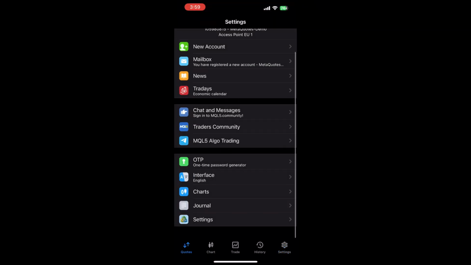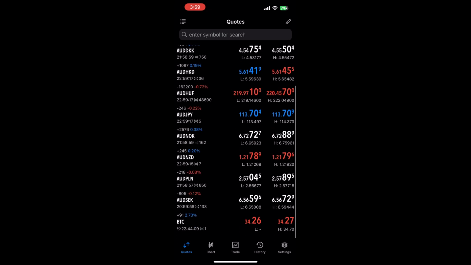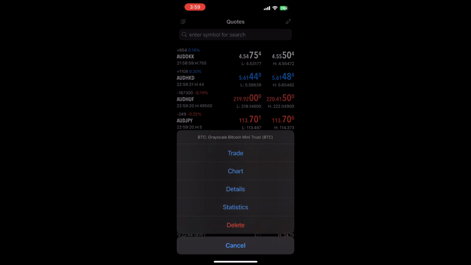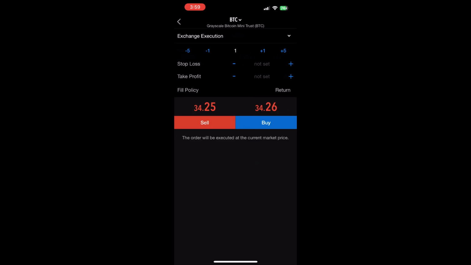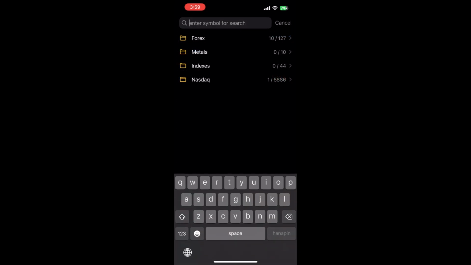MetaQuote says MT5 is a multi-asset platform, and the symbols available in your account come from the broker connected to that platform. So before anything else, make sure your broker offers a Bitcoin symbol, such as BTCUSD or another crypto instrument on your MT5 account.